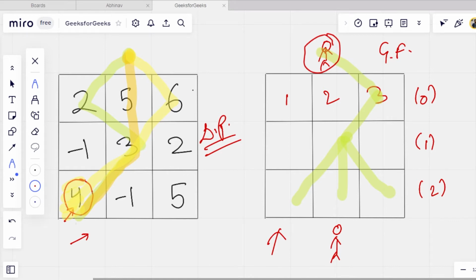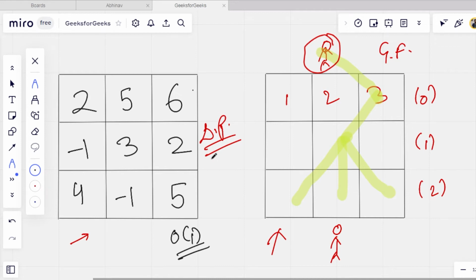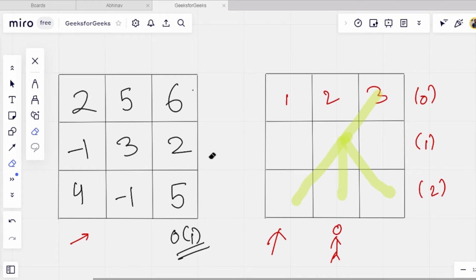How can we apply dynamic programming here? First of all, we have to solve this particular problem with O(1) space complexity. Means we will not use any other space. We cannot take any other array or any other vector. We have to solve the problem with O(1) auxiliary space complexity.